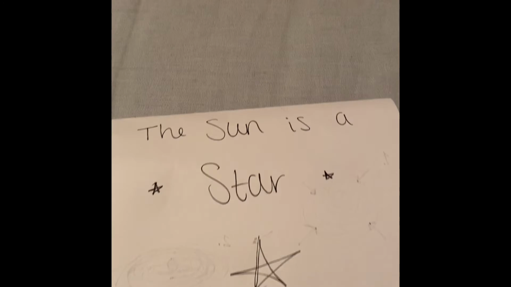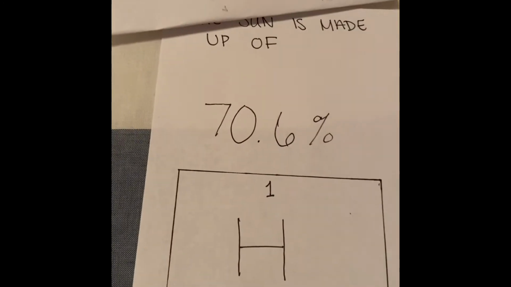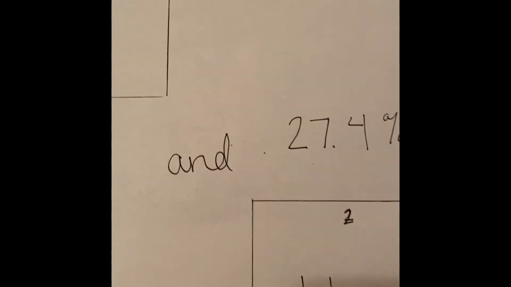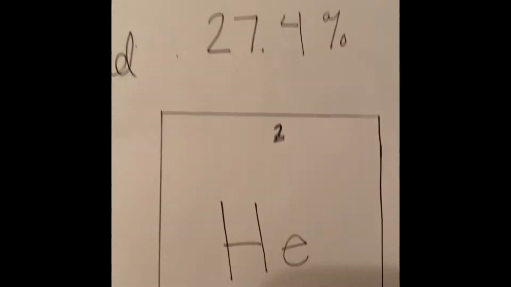The sun is a star made up of 70.6% hydrogen and 27.4% helium.